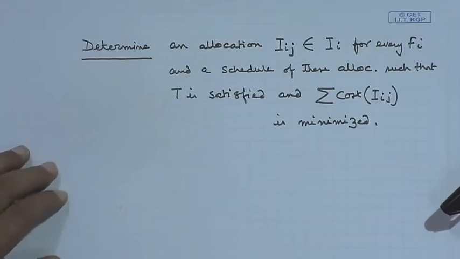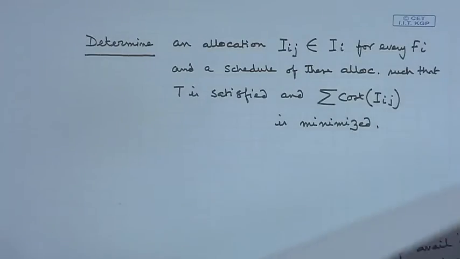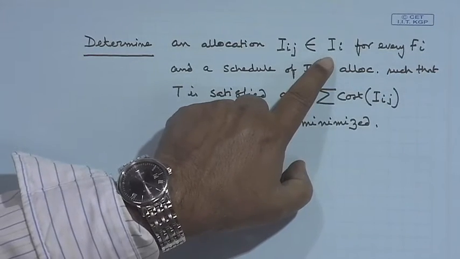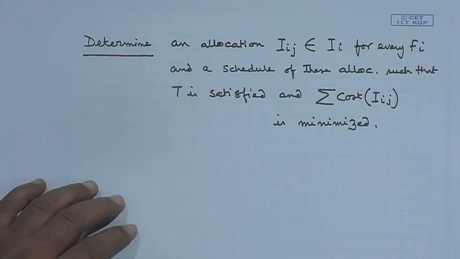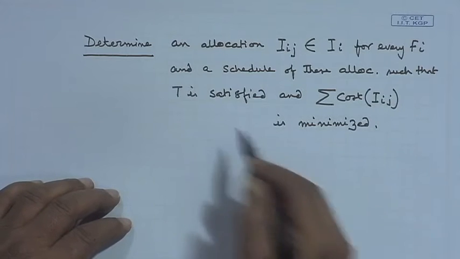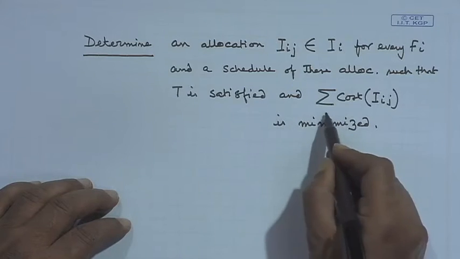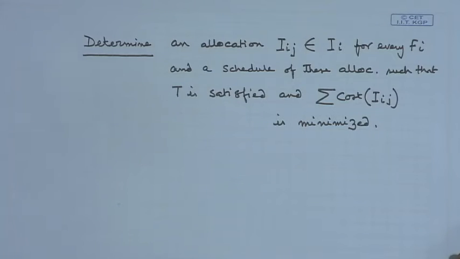So, we have seen what is I_ij. I_ij is a set of implementations. We have to find an allocation that a particular f_i is being given an allocation j, all right, and that is among all the available implementations, and that can mean hardware or that can mean software. So, I have to satisfy the time and have to optimize the cost, all right. So, that is the hardware software partitioning problem. Now, in computer science, you have come across such problems often, different varieties of optimization problem.